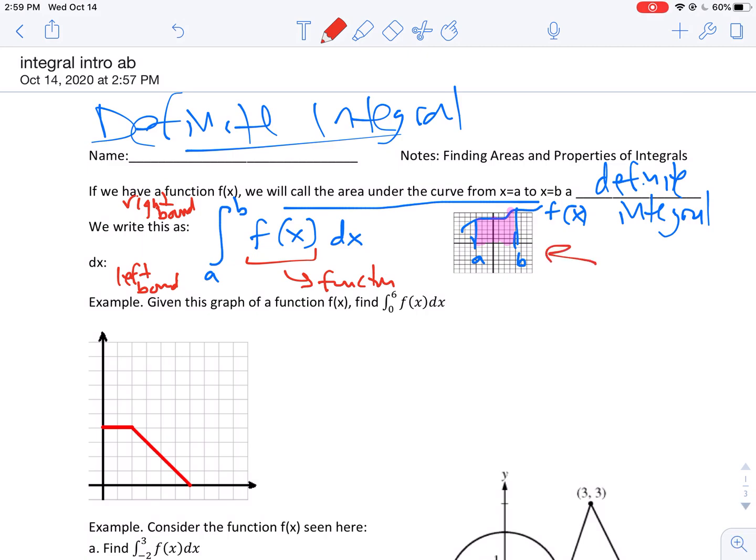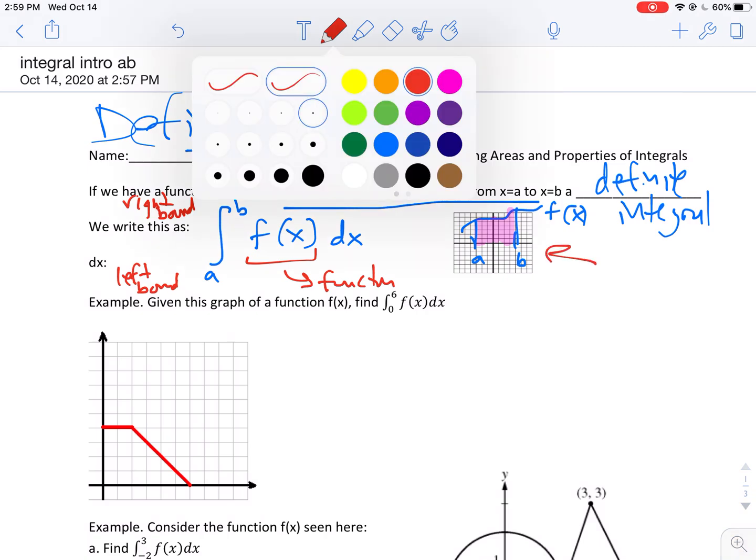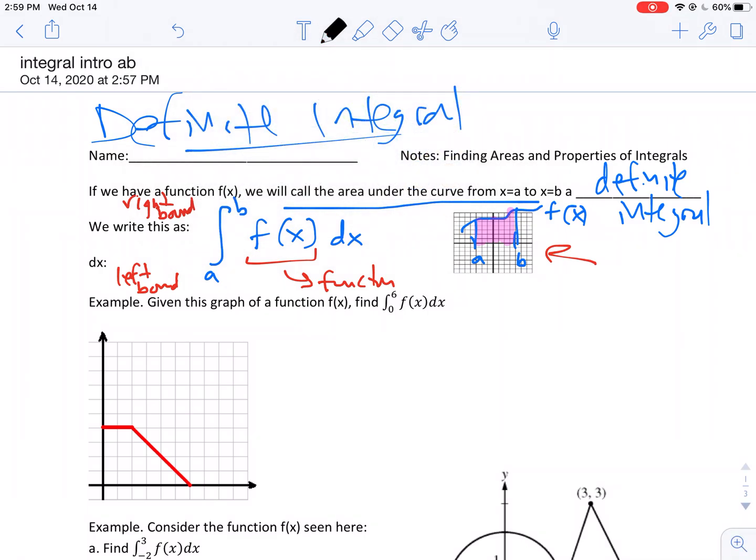That's what it represents. So I should have left more room for this, but the dx, by the way, is just part of the notation. It's a part of any integral notation. Basically what it means, and we'll talk about this more later, is just a very small change in x. But for now, any integral you write should always have a dx at the end.